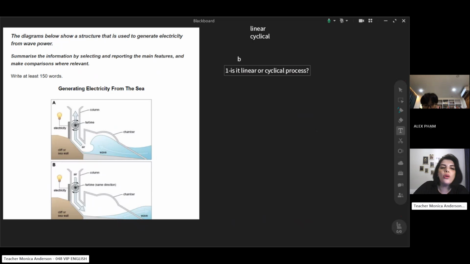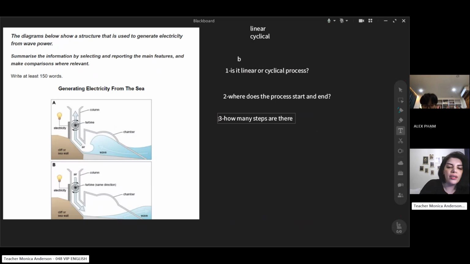Number two: now I know whether it's linear or cyclical, and I want to know that because it's really important for writing your main features. Where does the process start and end? This one is really important. And after that, how many steps are there in the process? Of course, you don't write these questions in your answers. They are the questions you need to have to make a plan for your essay.